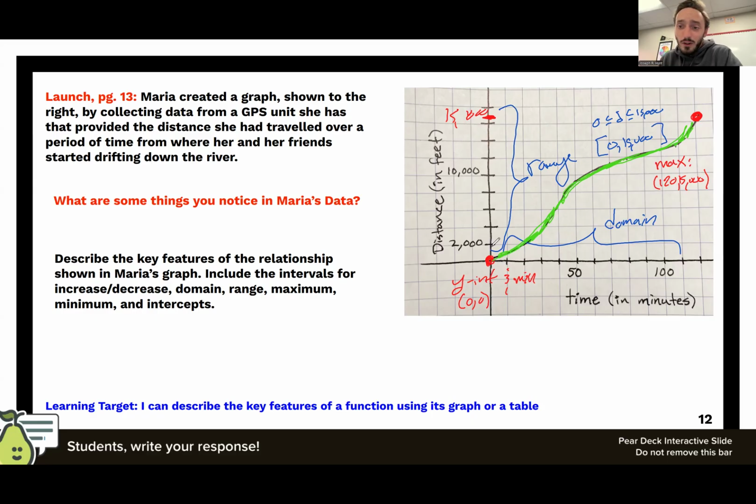So sometimes you might have a function where there's only one kind of behavior. Some functions like this guy are always increasing and never decreasing. You might also see functions that are always decreasing and never increasing.